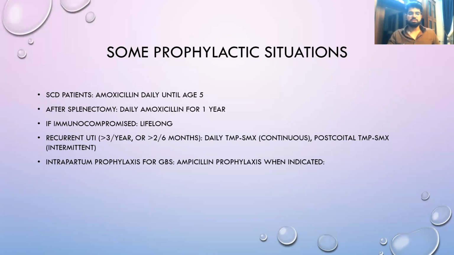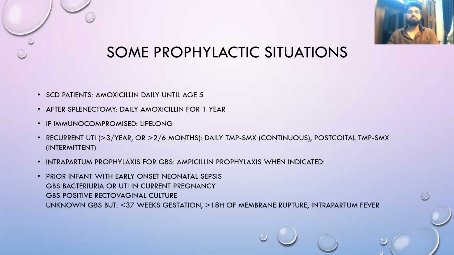Now, when do we give ampicillin prophylaxis intrapartum? These are indications that one should remember because this is something that they test. Prior infant with an early onset neonatal sepsis. The important point is early onset. It cannot be a late onset. The early onset ones are those transmitted through pregnancy, in the first 7 days. Beyond 7 days, transfer from pregnancy is unlikely. The second condition is GBS bacteriuria or a UTI in the current pregnancy.